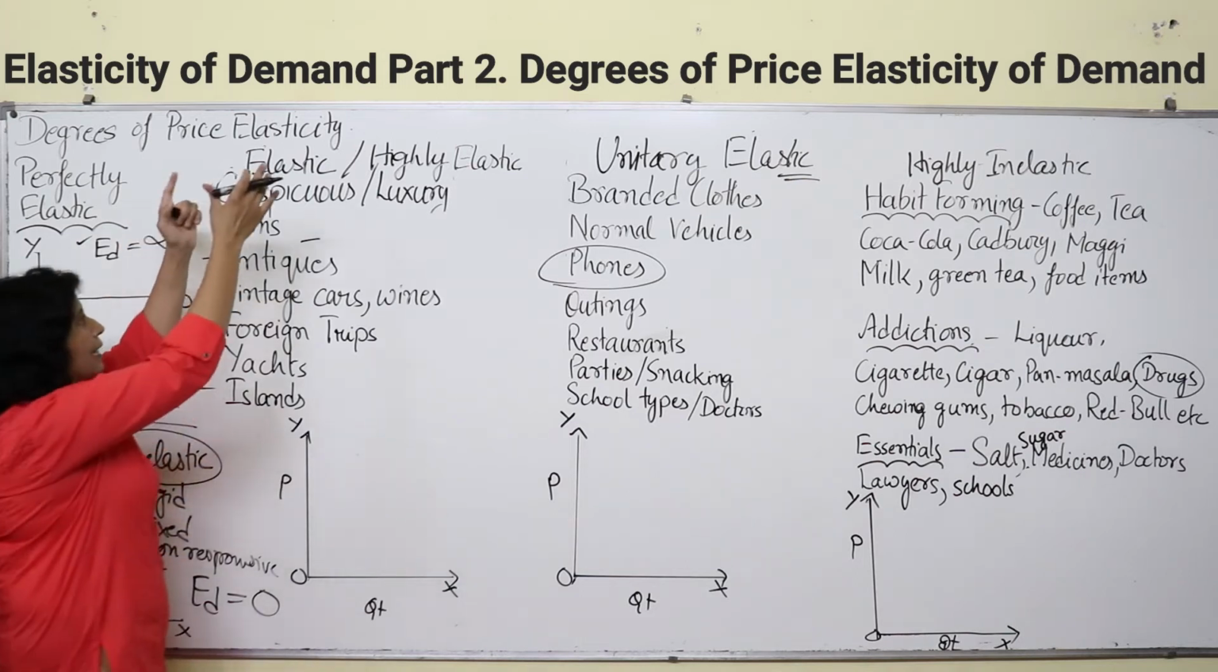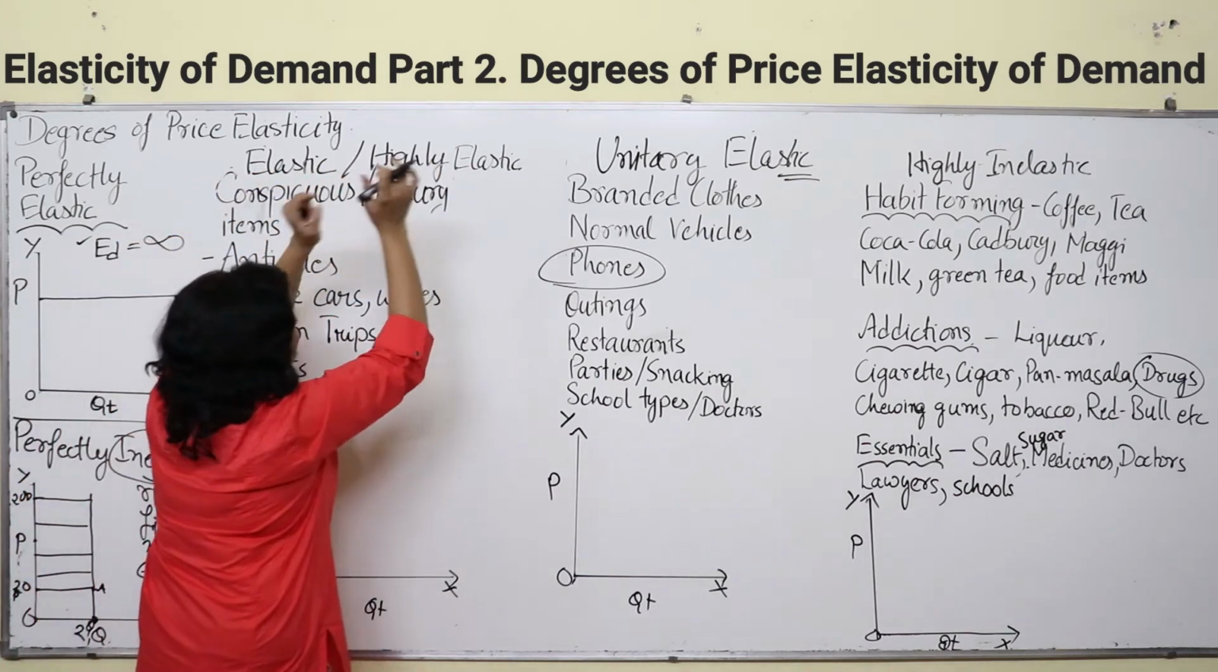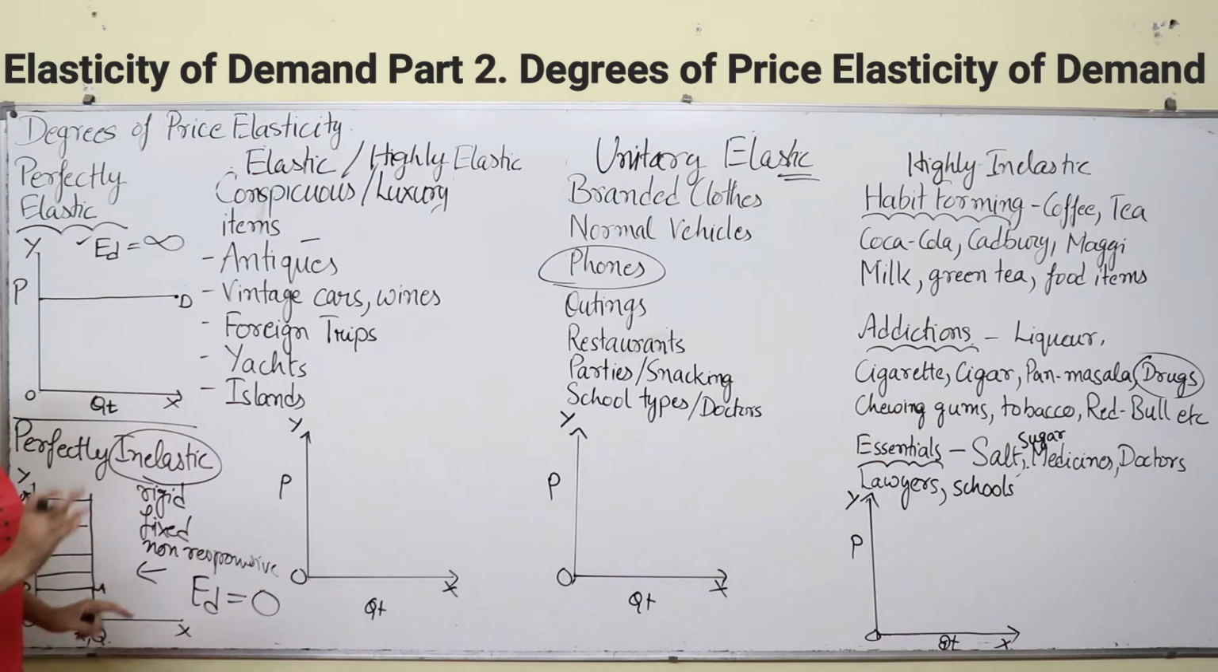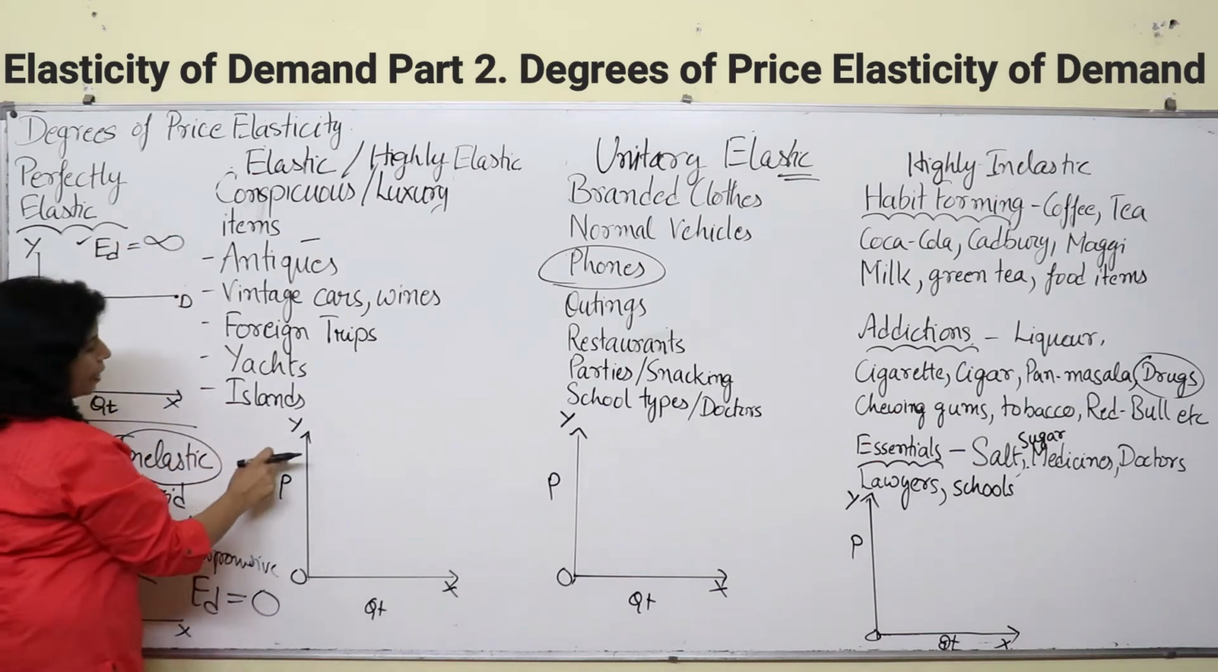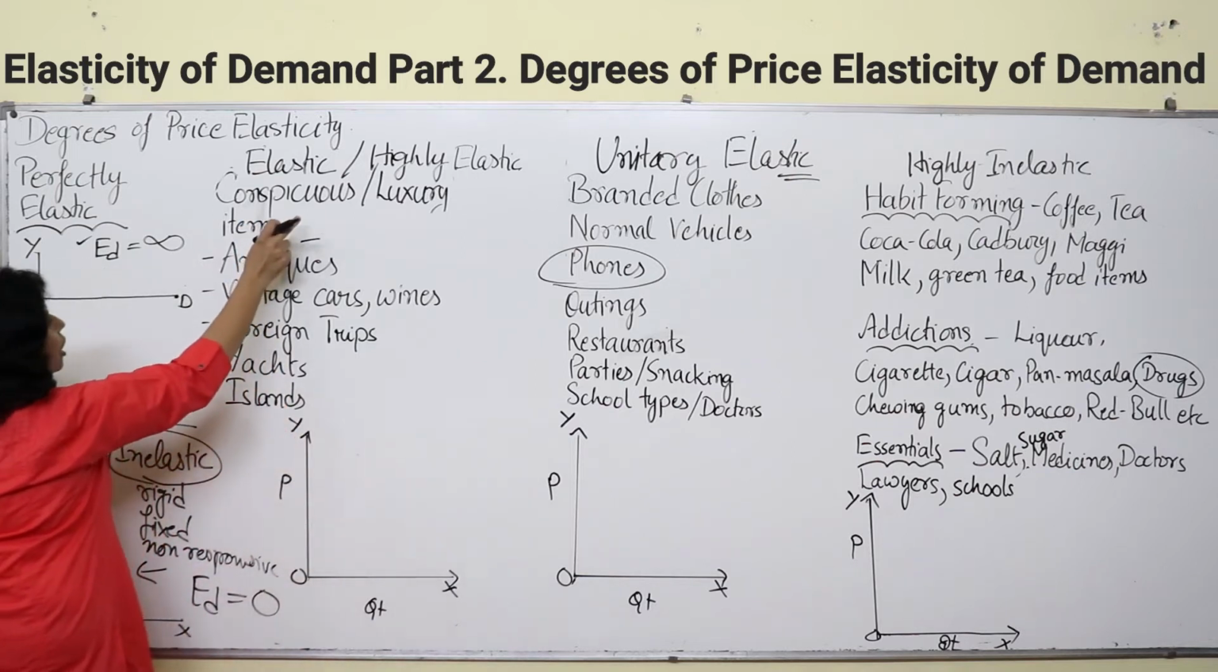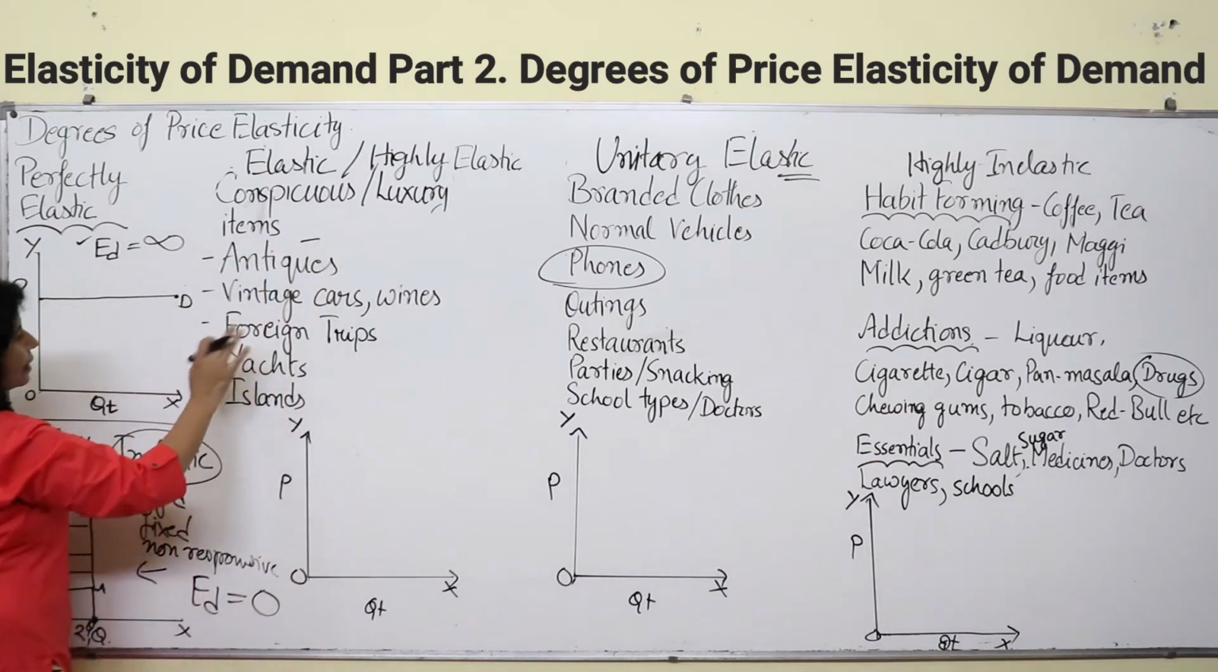Then comes elastic or highly elastic demand. The third type of elasticity of demand is this. Now here, what happens? These are conspicuous luxuries, items, antiques, etc.